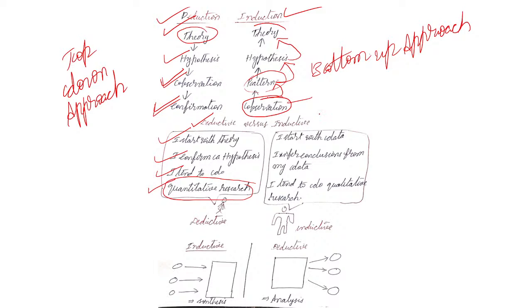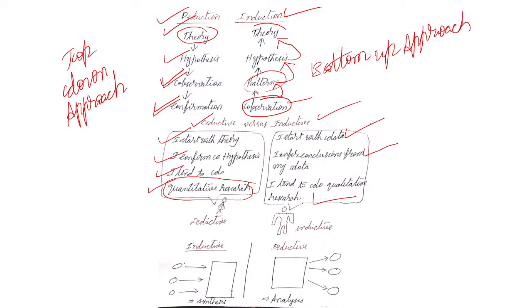Whereas inductive research starts with the data. There is no theory first. We infer conclusions from whatever data we have. Then we do qualitative research. That means inductive research is qualitative research.